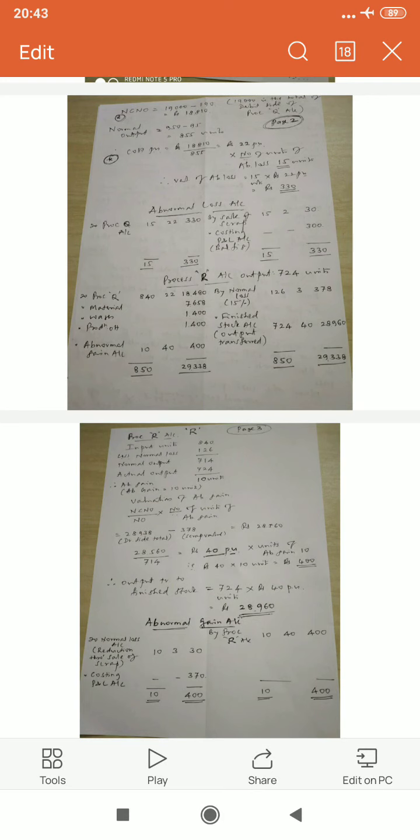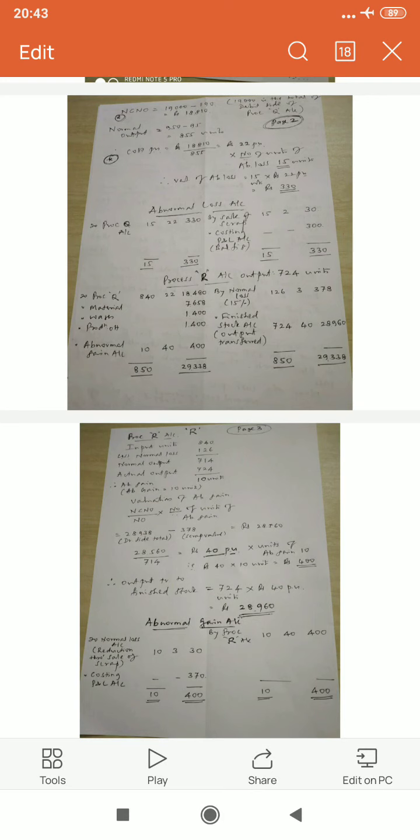You have to open subsequently process R account, that is PQR, last process account. Output specifically given in the problem as 724 units. Now, as usual, from process Q account, you transfer half-baked product or semi-manufactured product to process R, and accordingly, if you go through process R account, the first entry is to process Q account 840 units at the rate of rupees 22, amount rupees 18,480.